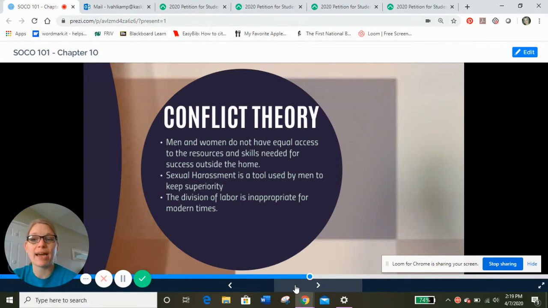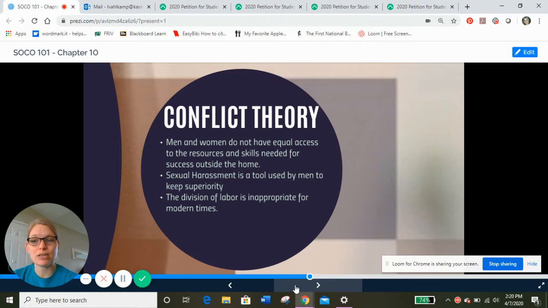Men and women do not have equal access to the resources and skills needed for success outside of the home. There still is a gap in our society, a gap across the world, in the income that men and women bring in. Work that is typically thought of as women's work is typically paid less than work considered men's work. The professions of men are just more highly valued. Think of lawyers, engineers, doctors. Work that's typically thought of as women's work isn't paid as much. Think of daycare workers. Think of nurses, who are paid pretty well. But again, when we're comparing that to doctors, there's still a gap there.